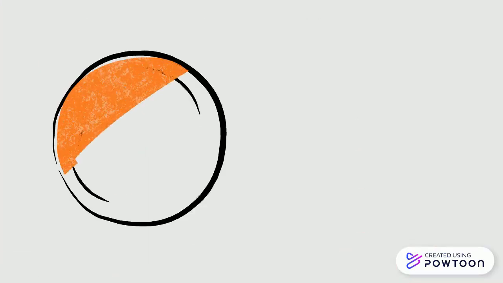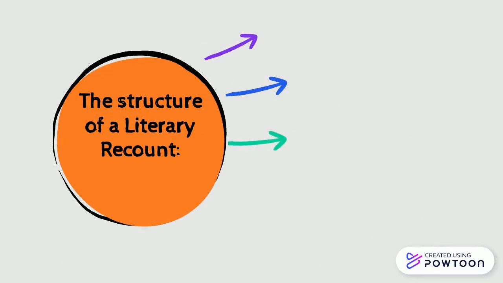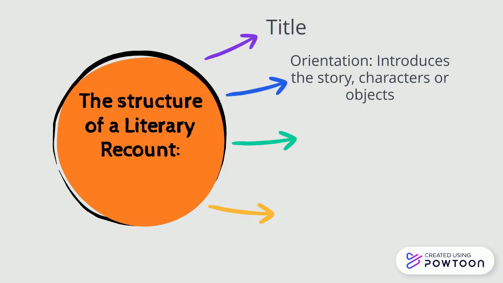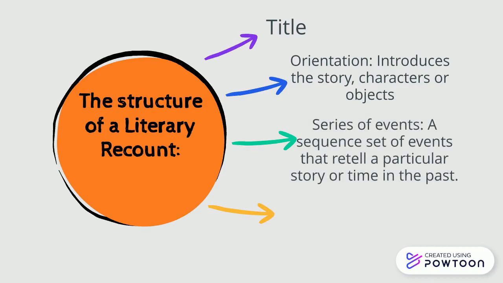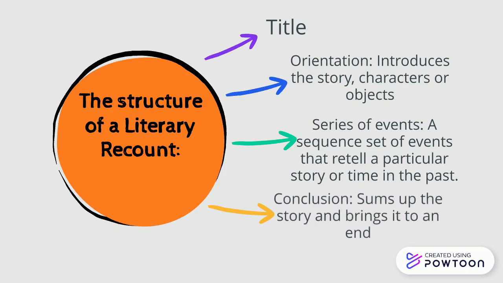The structure of a literary recount. You begin with a title. Then you have an orientation, which introduces the story, characters, or objects. Then you have the series of events, a sequence set of events that retell a particular story or time in the past. Then you end with a conclusion. It sums up the story and brings it to an end.